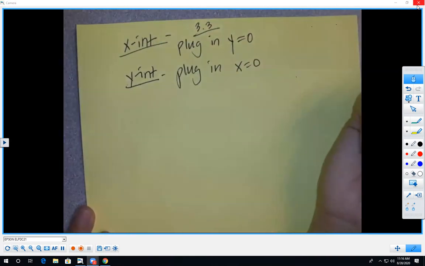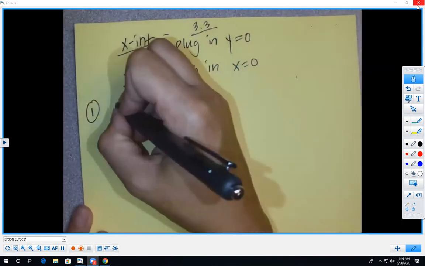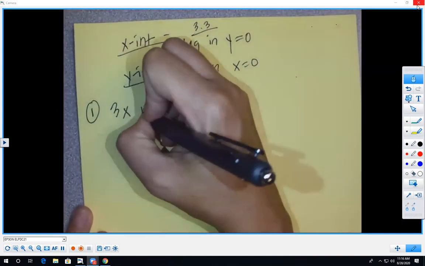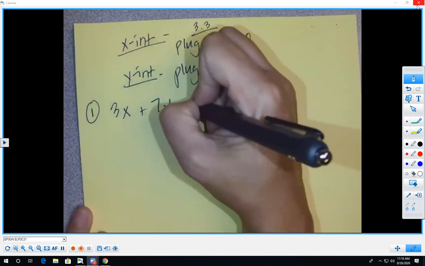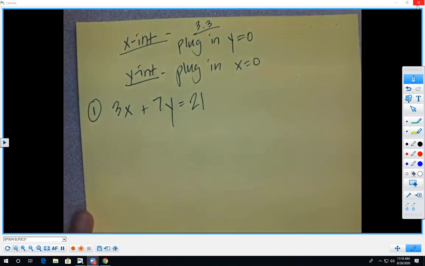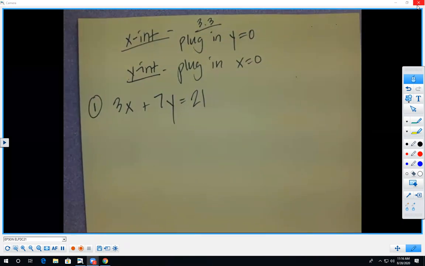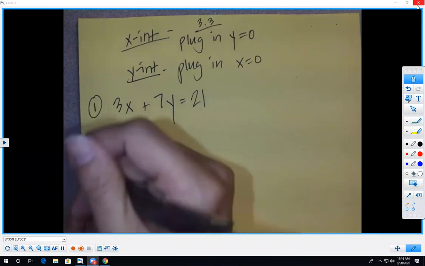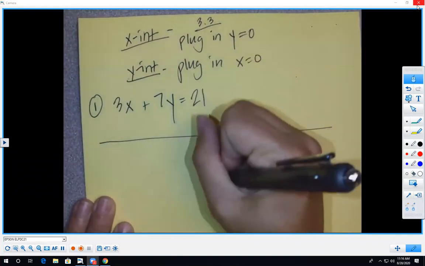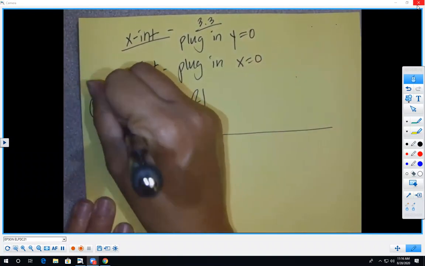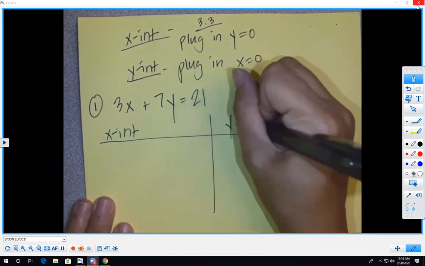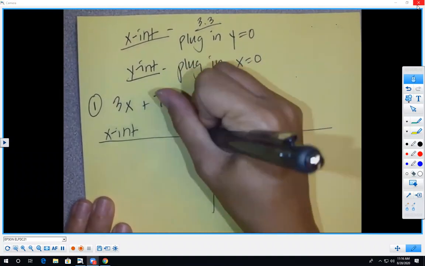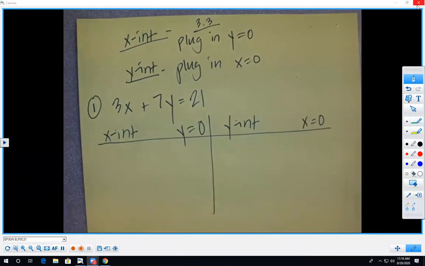Okay, so if we had the problem 3x plus 7y equals 21, and we want to find the x and y intercepts and then graph it. So this is where you have to work out this problem 2 times. To find the x-intercept, I'm going to plug in 0 for y. To find the y-intercept, I'm going to plug in 0 for x.